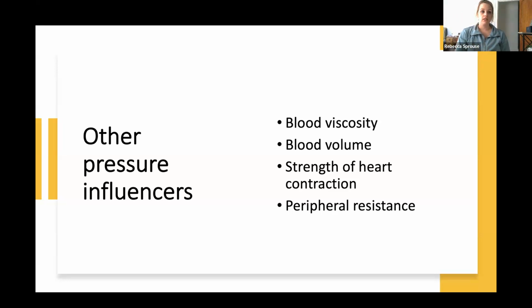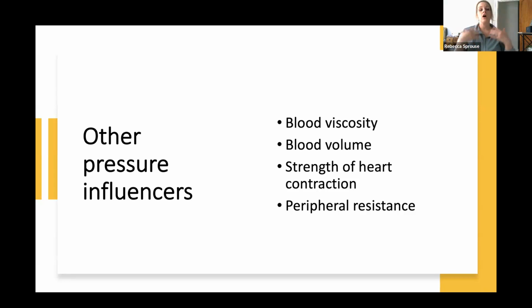The blood volume also influences blood pressure. As the volume of your blood goes up, your blood pressure also goes up. So volume and pressure are directly related when it comes to blood pressure. As volume increases, pressure increases. As volume decreases, pressure decreases. So that's why if you're dehydrated and you don't have as much water in your blood as you should, your blood volume is lower. And if you're dehydrated, your blood pressure is also lower.